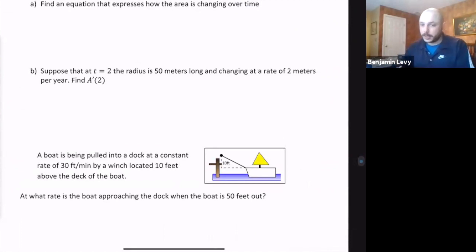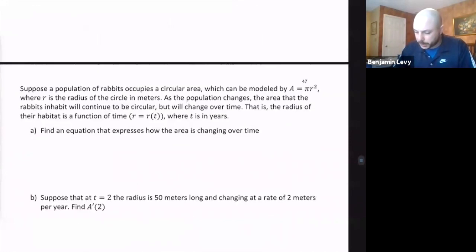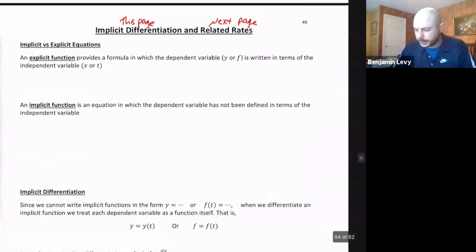And so this is another kind of culmination, in my opinion, the optimization stuff, which is due tonight, and then this related rate stuff, which will be due next week, is kind of the culmination of all the derivative stuff we've done. It's like we learned a bunch about derivatives, and now we're going to apply them in these two interesting ways. And so before we do that, we got to learn a little bit about implicit differentiation.